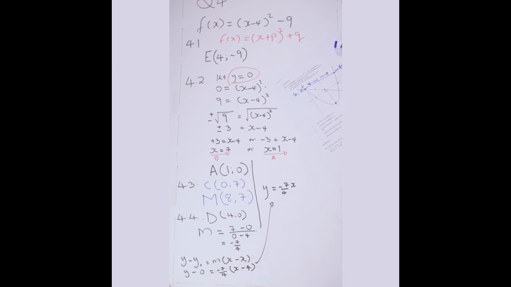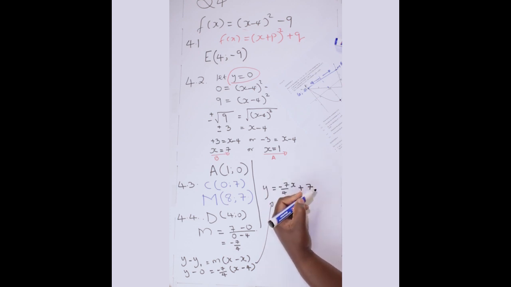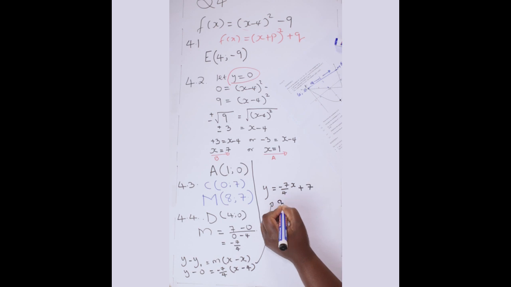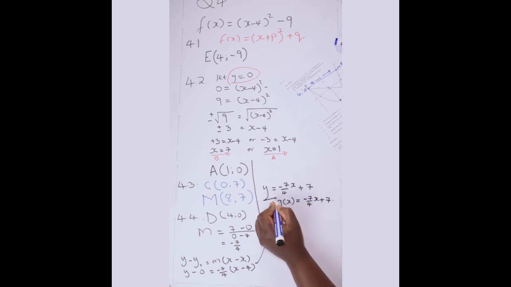So the two 4s will give us a 1, and then we remain with a positive 7. Practically, that is going to be our equation of g. So let's write it in that format. g of x is equal to negative 7 over 4 x plus 7. However, the question wanted you to end there, so that's what you should have done and end up there.